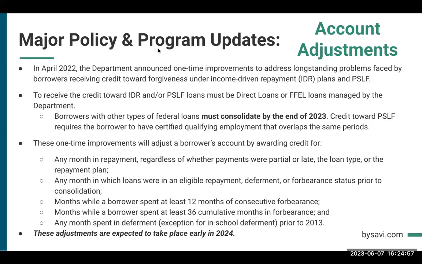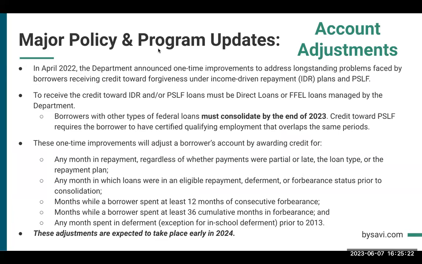You'll also get credit for any months that you were in repayment, deferment, or forbearance before consolidating. So if you remember, I said that whenever you consolidated, your payment count reset to zero. These adjustments are going to give you credit for any payments you made before consolidating. That way, borrowers who consolidated will get credit for all the payments that they've made as well.